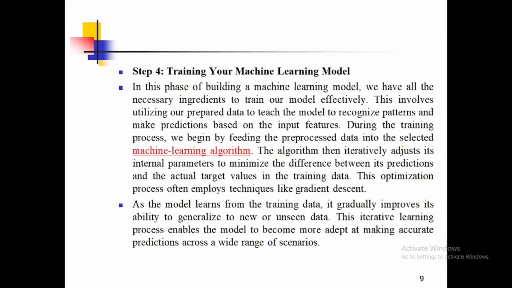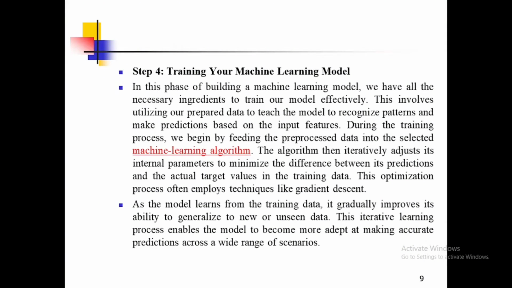And then what about the fourth step? Training your machine learning model. In this phase of building a machine learning model, we have all the necessary ingredients to train our model effectively. This involves utilizing our prepared data to teach the model to recognize patterns and make predictions based on the input features. During the training process, we begin by feeding the pre-processed data into the selected machine learning algorithms.